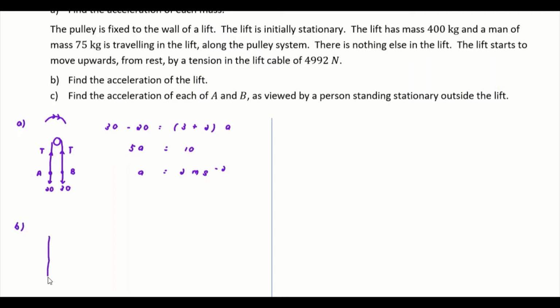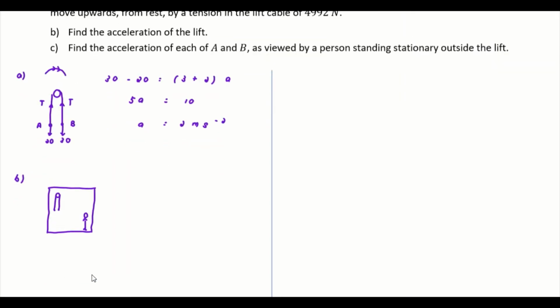Okay, so we have this lift now. So this pulley is actually put on the wall. So let's try to just put it here. Okay, then we have this man. The lift has a mass of 400 kg, so it's 4,000 as the weight. The mass of this person is 75, so 750. And don't forget, this pulley is going to give you the mass as well.